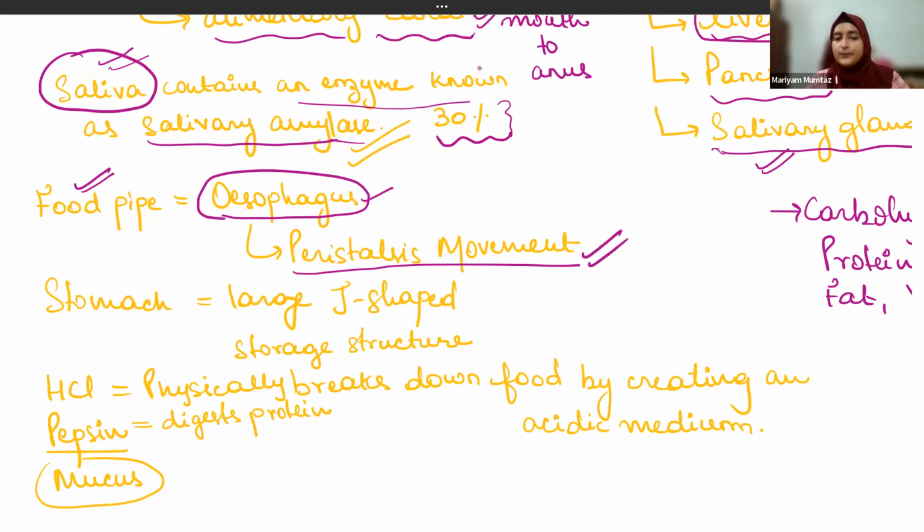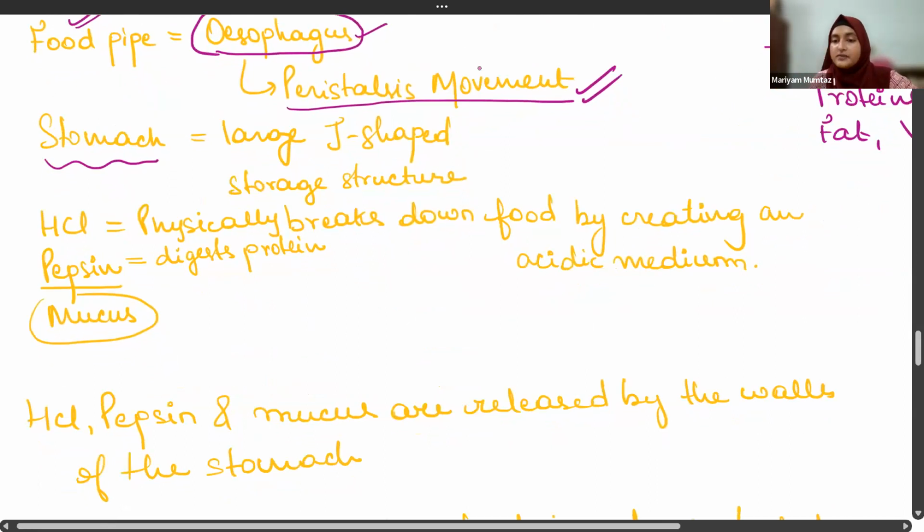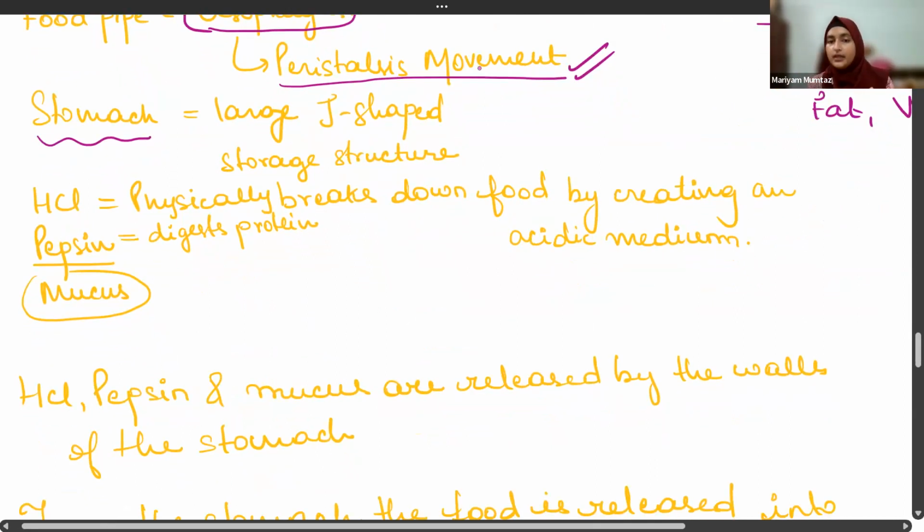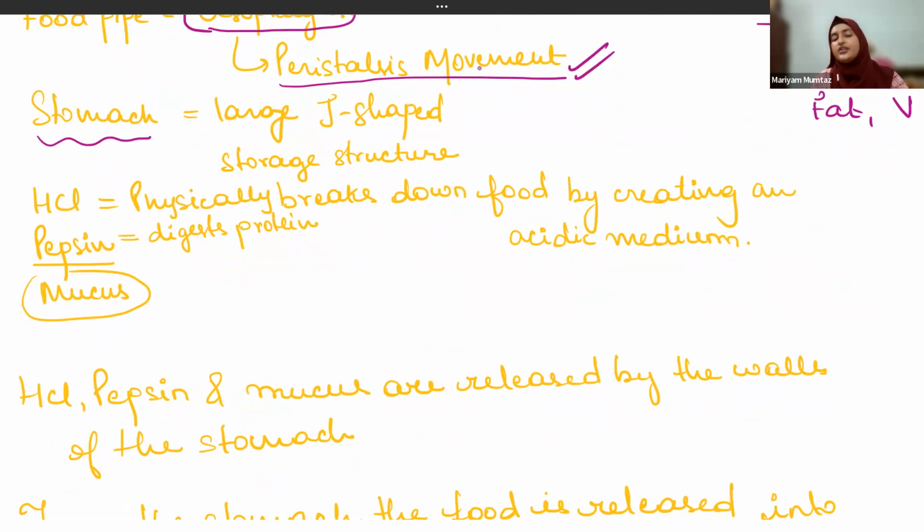Is it clear to everybody? Okay, very good. Now, as soon as the food moves down the esophagus, finally it reaches the stomach, right? And the stomach is a large J-shaped storage structure. When the food is swallowed by us, finally it reaches the stomach, and there it is stored for a while. Also, see, now there are 3 other enzymes that are secreted by the wall of the stomach. For example, the food is reaching the stomach now. As soon as the food reaches the stomach, first of all, it is stored there.